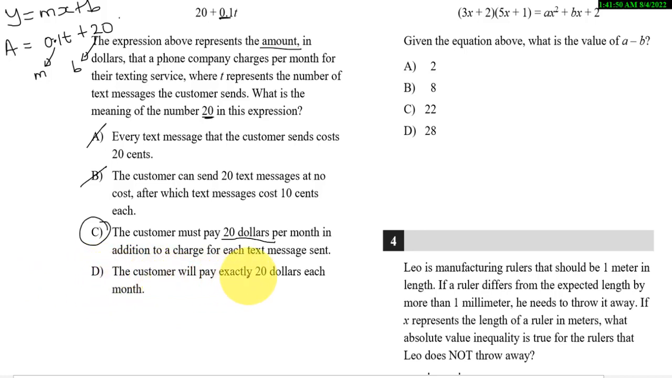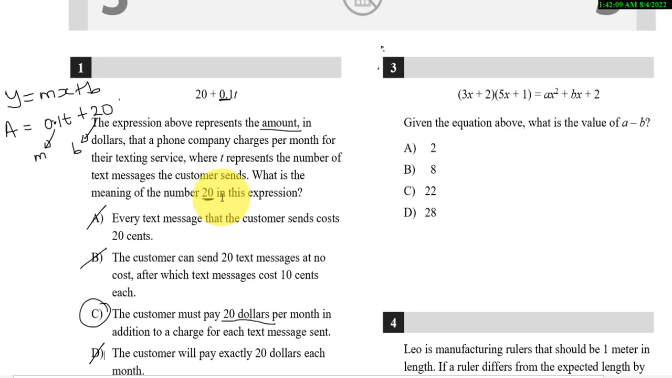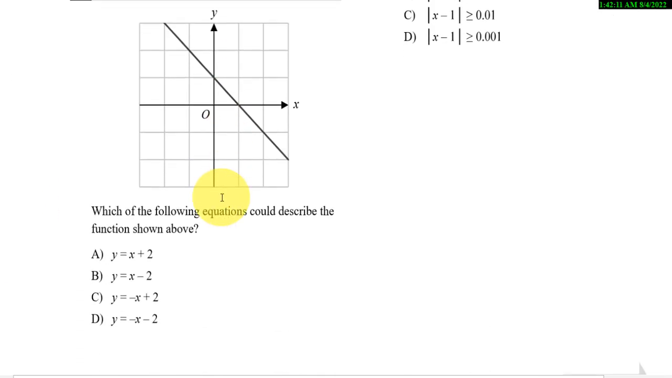The customer will pay exactly $20 each month. That is not true, because $20 is not the money he's paying for the text messages. The $20 is just an additional amount, so that still confirms our answer as C. So the answer for number 1 is C. We go to number 2.